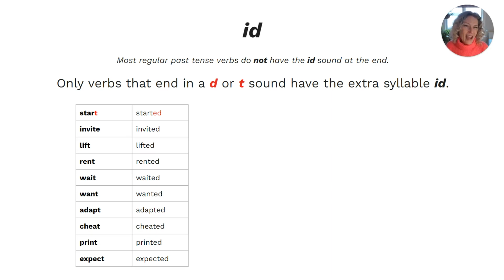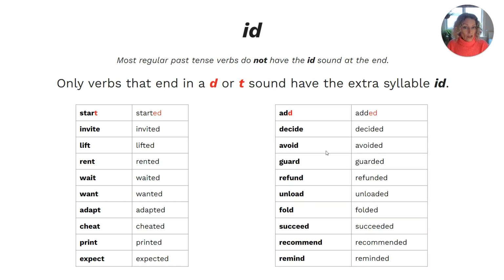So if we just added a T sound at the end, or a D sound like we did with "mopped" or "cleaned," it would be almost impossible to say, right? Imagine "startt" or "startd." It would be really hard to say unless we added an extra syllable. So "started," "invited," "lifted." We need that extra syllable to be able to say the past tense verb.